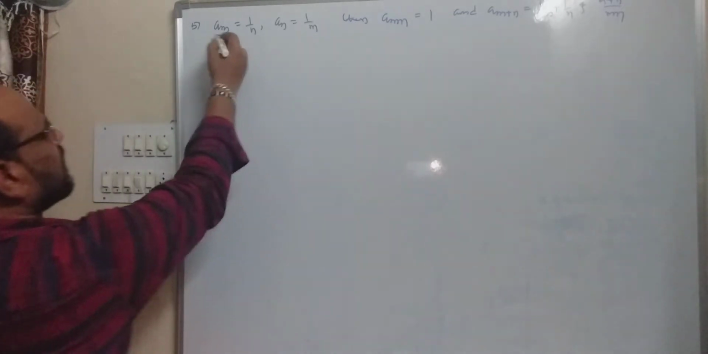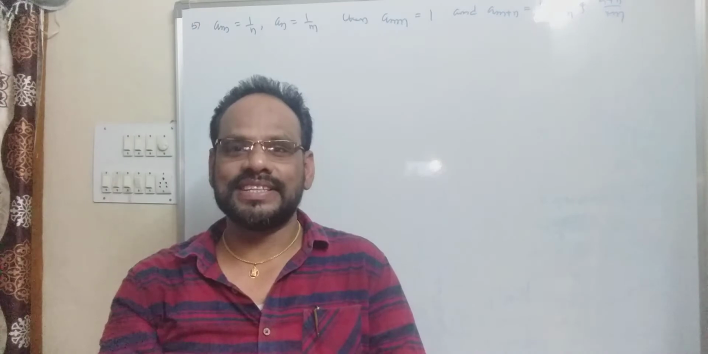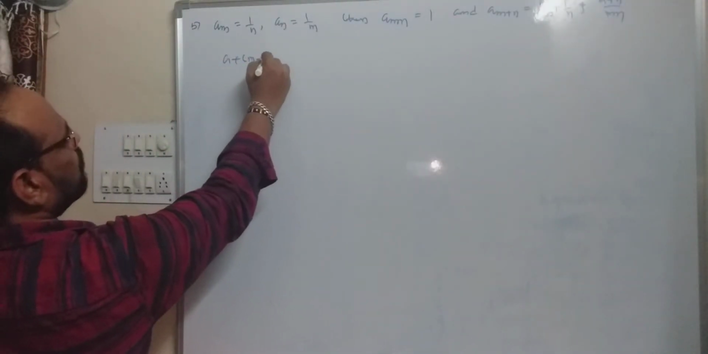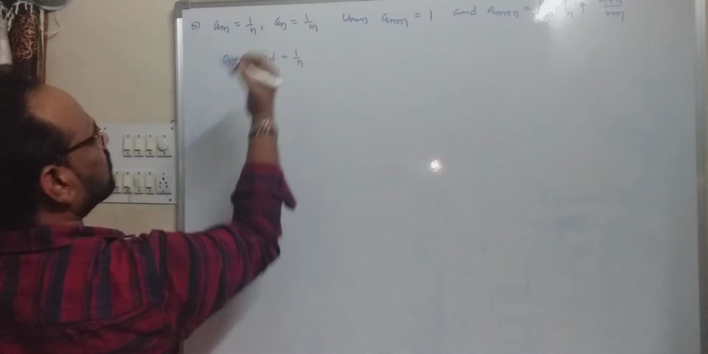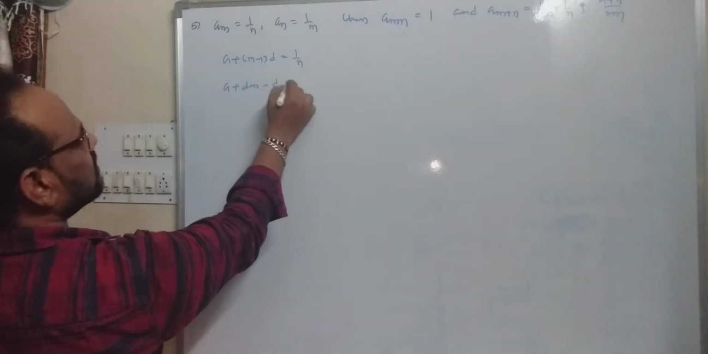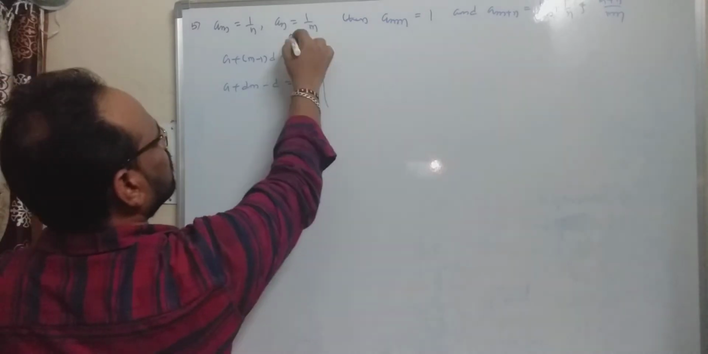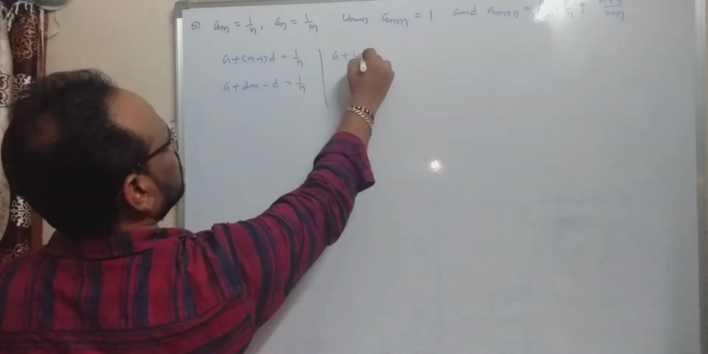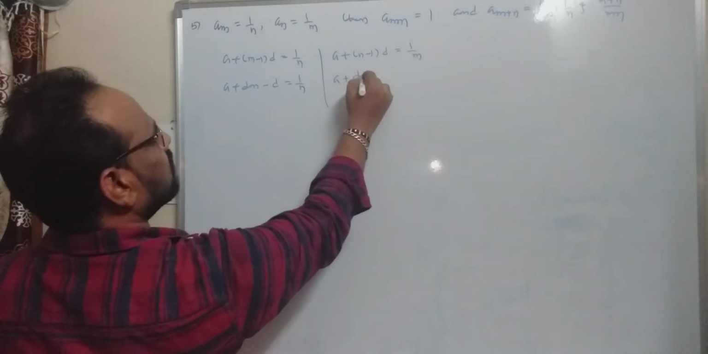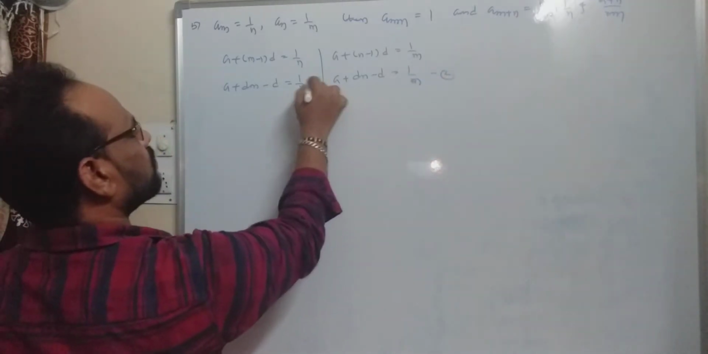Observe here, a_n is equal to a plus (n minus 1) into d. a_m means a plus (m minus 1) into d. So a plus (m minus 1) into d is nothing but 1 by n. That is a plus dm minus d is equal to 1 by n. This is equation number 1. Here also a_n is equal to 1 by m. That means a plus (n minus 1) into d is equal to 1 by m, that is a plus dn minus d is equal to 1 by m. This is equation number 2.